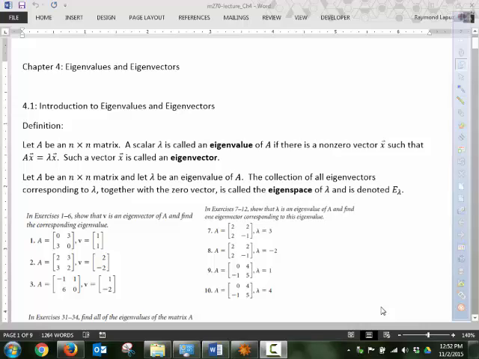So eigenvalues and eigenvectors are a pair. The eigenvalue is a scalar and the eigenvector is a vector. And they have a special relationship based on a particular matrix. So we need to start off with a square matrix for this to make sense.